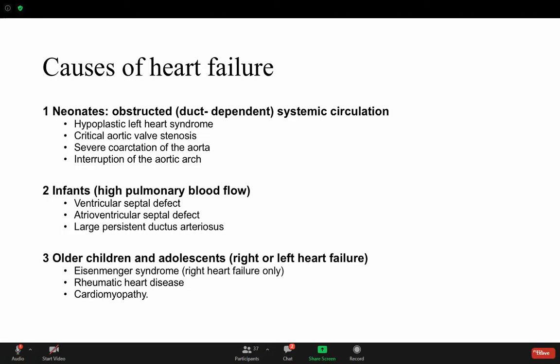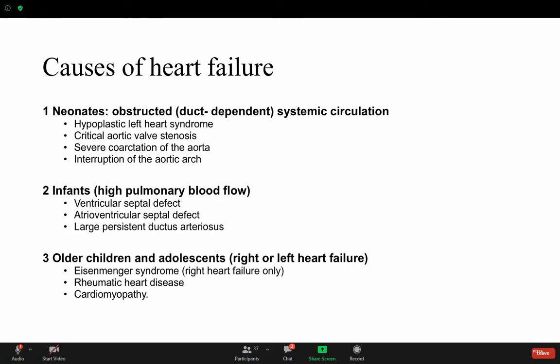What is important for you is that you know coarctation of the aorta. Coarctation of the aorta will usually present as a neonate. The infants, those who have high pulmonary blood flow, like VSD, ASD, and PDA, are mostly like this: if you don't diagnose them early, they will present with heart failure as an infant. They may have other signs, but heart failure will not start early in the neonatal period. It will start in infancy once there is high pulmonary blood flow.